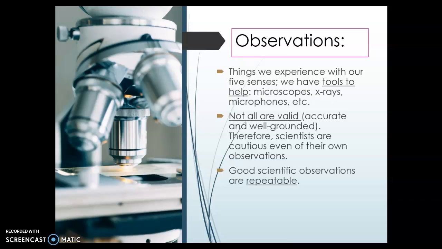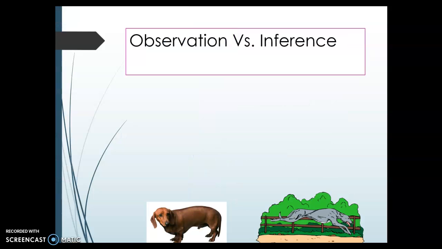Good scientific observations are repeatable, meaning that if we're doing an experiment, or if we're out observing in nature, we should see the same thing over and over and over again. After gathering repeatable observations and information, scientists then make an inference. So let's quickly talk about the difference between the two, an observation versus an inference.